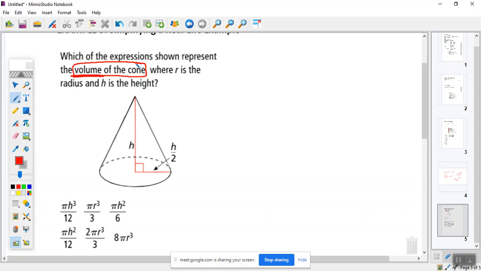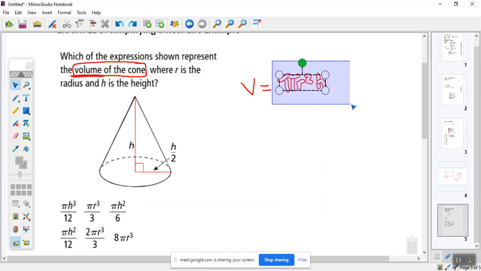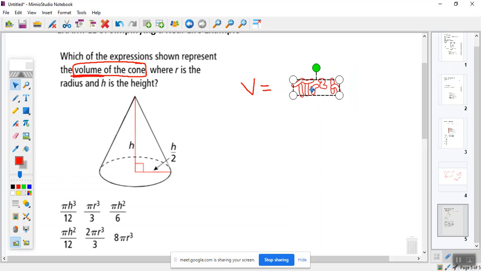Volume is equal to pi r squared times h over 3. Okay? So here's what we have. I'm going to cheat this. If I divide by 3, isn't that the same as multiplying by a fraction, 1/3, kids? So I'm actually going to call it something like this: 1/3 times pi times r squared times h. Okay, that's what we're going to call it.